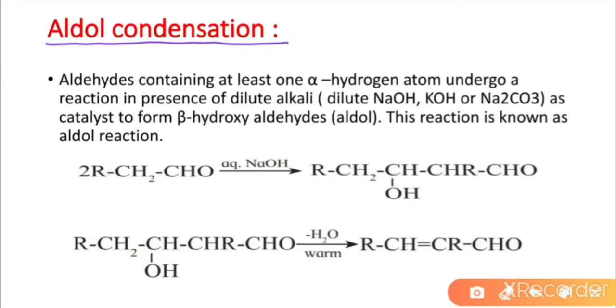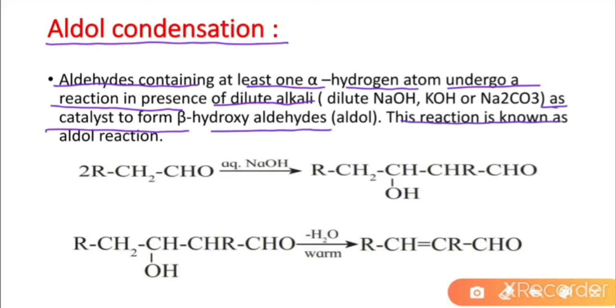Aldol condensation reaction. Aldehydes containing at least one alpha hydrogen atom undergo a reaction in presence of dilute alkali as a catalyst to form beta-hydroxyaldehydes. This reaction is known as aldol reaction or aldol condensation reaction. This is the general formula of aldehyde, RCH2CHO.